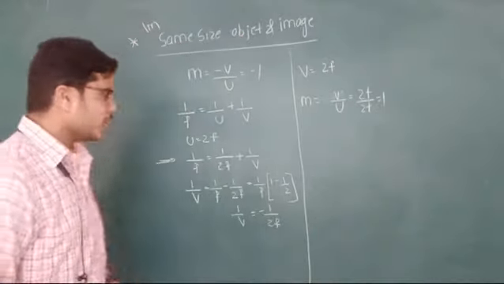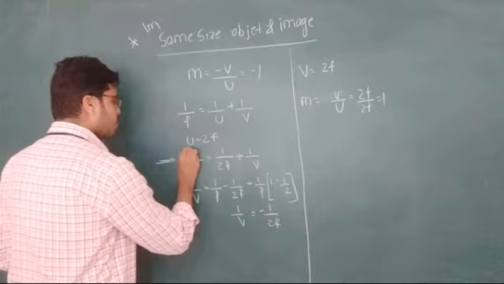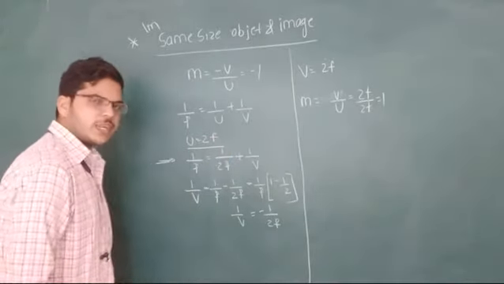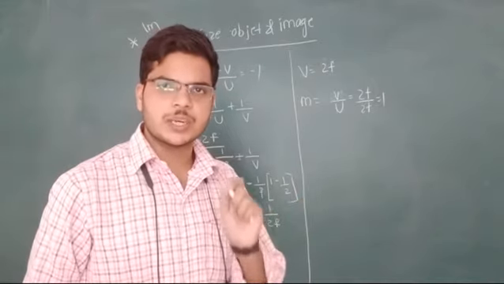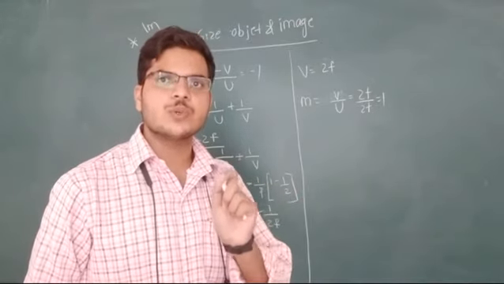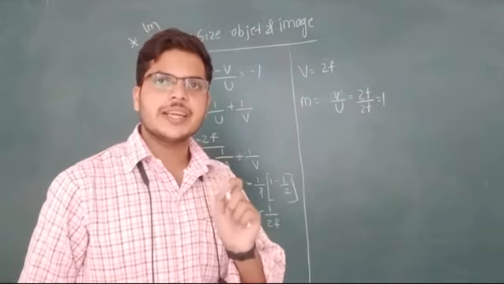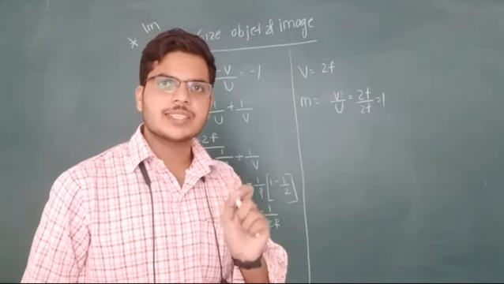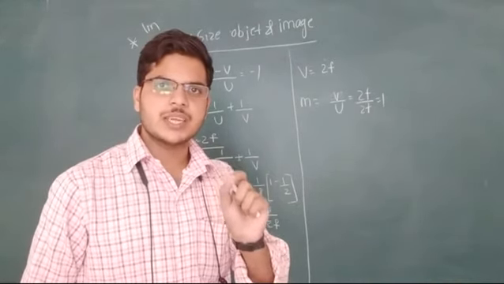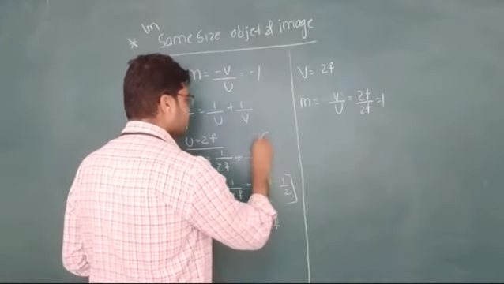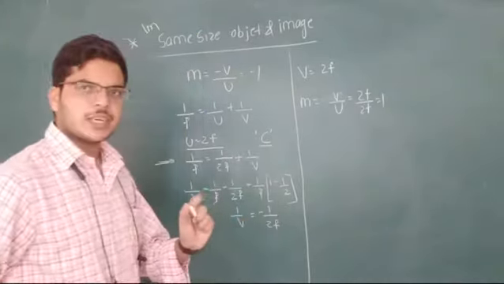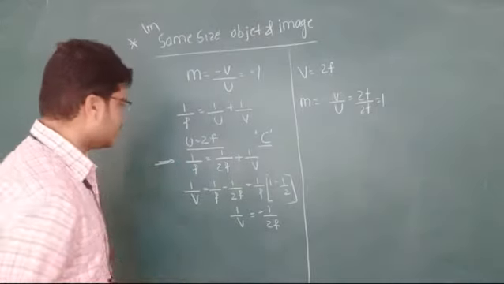Imagine that I am placing the object at 2f. What is 2f? We know the relation f is equal to r by 2, or r is equal to 2f. What is r? Radius of curvature. Radius of curvature means I am placing the object at the center of curvature, C, capital C.